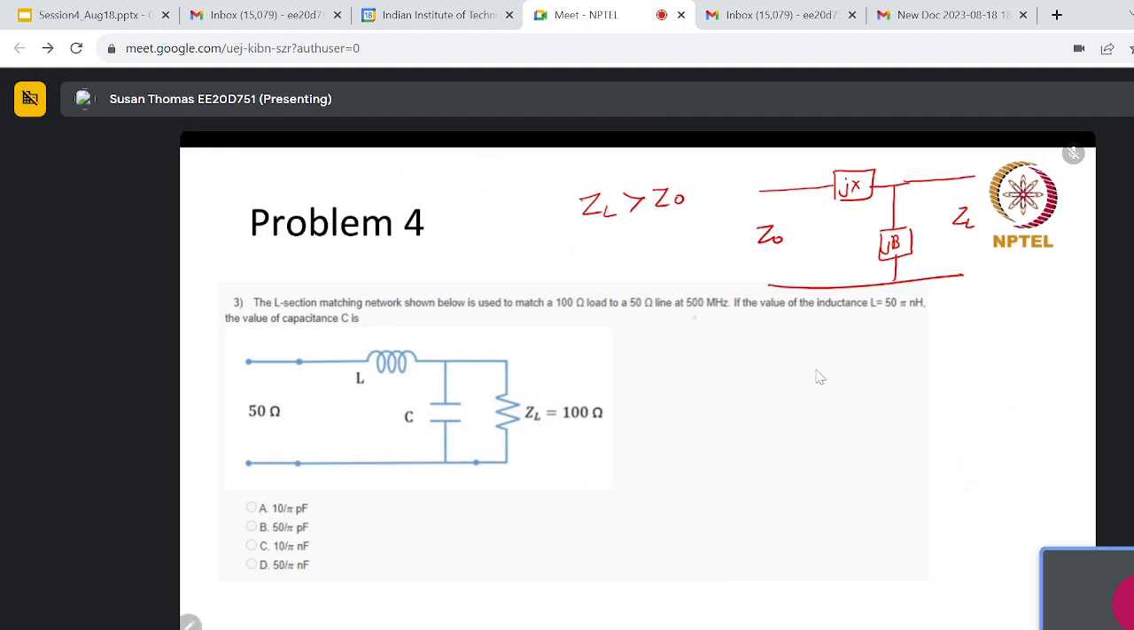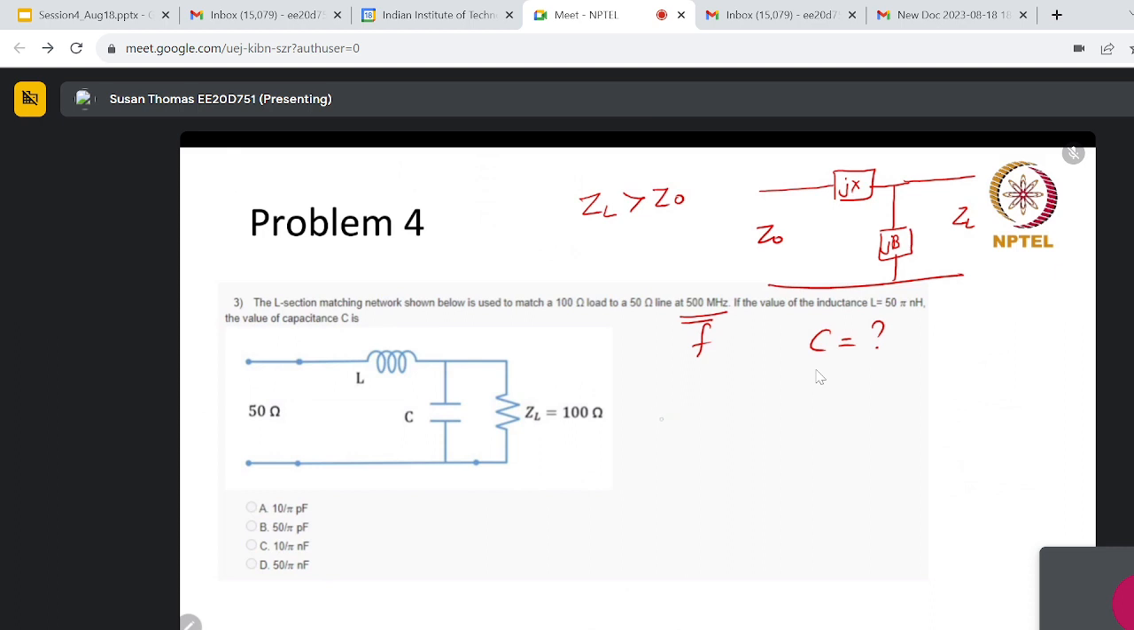So the frequency is given, the value of inductance is given. You need to find the value of capacitance. That is the question. Are there any standard formulas which you have come across during the video lectures? Can you remember that?